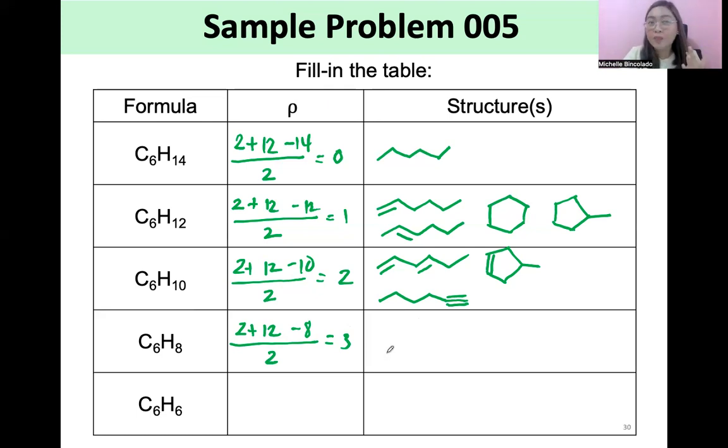You can have 3 double bonds, although 3 rings is not possible, because you only have 6 carbons. You can have 1 ring and 2 double bonds, or 1 double bond and 2 rings. Explore the possibilities appropriate for the formula C6H8. And then we have the last one here, guys: 2 plus 12 minus 6 over 2. That's 14 minus 6, 8 over 2, 4. Especially rho equal to 4, guys, has many possibilities too.